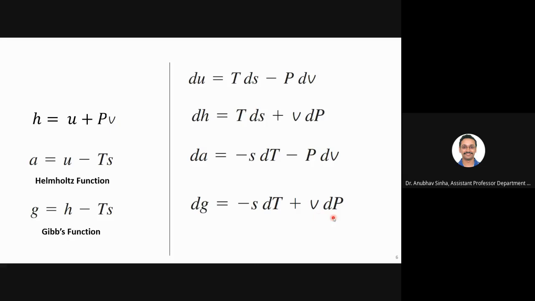Is this clear to everyone? We're just doing some differentiation and cancelling some terms. That's all.